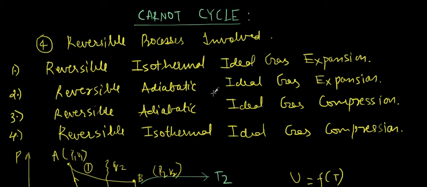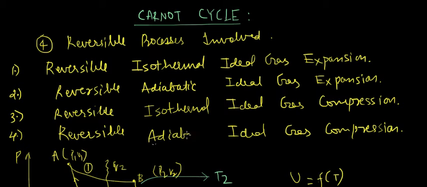Okay, hi guys, we'll be seeing more on the Carnot cycle, but I think in the previous lecture there was some misinformation. So the third step is reversible isothermal ideal gas compression, and fourth is reversible adiabatic ideal gas compression. So just pardon me for the information. This is the correct one.